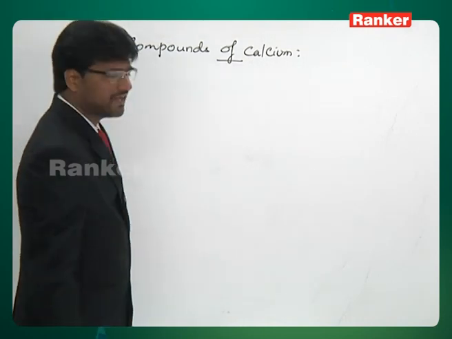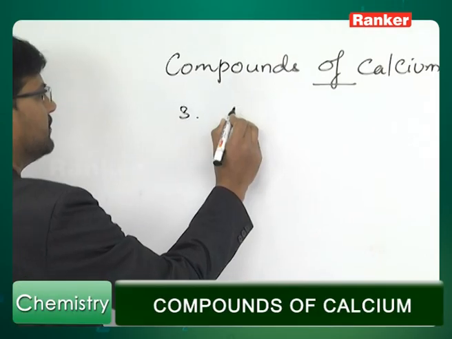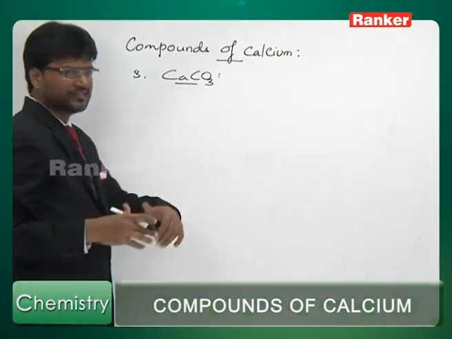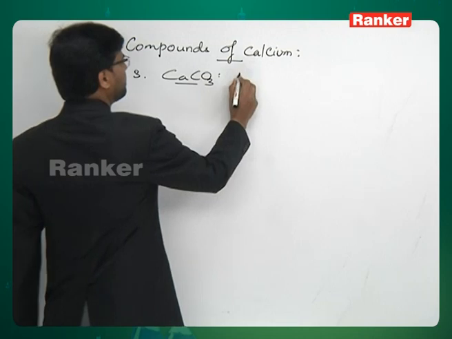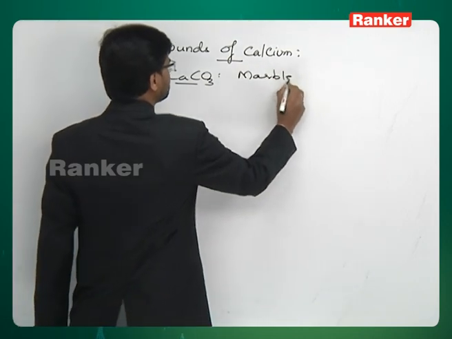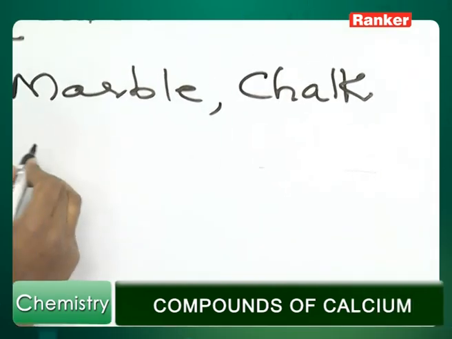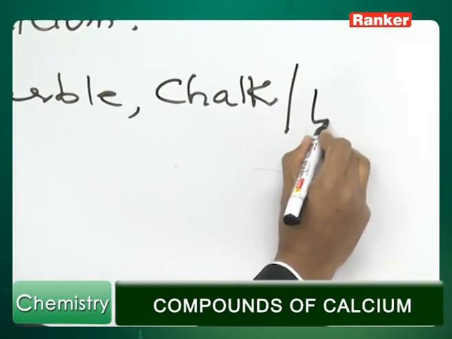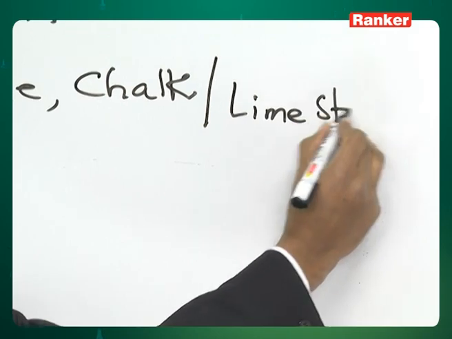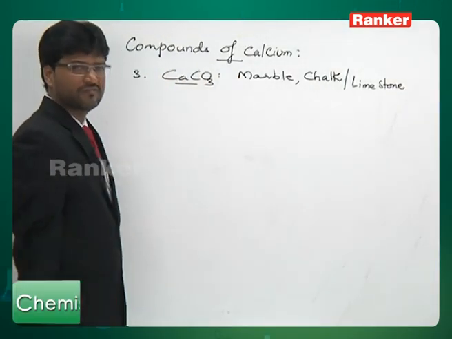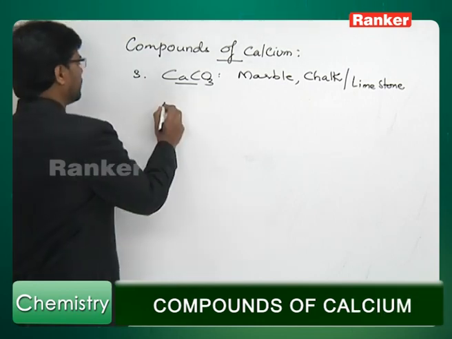The next compound of calcium is CaCO3. It occurs in different forms naturally, as marble, as chalk, or limestone. These are different forms of calcium carbonate available naturally. It can also be obtained like this.